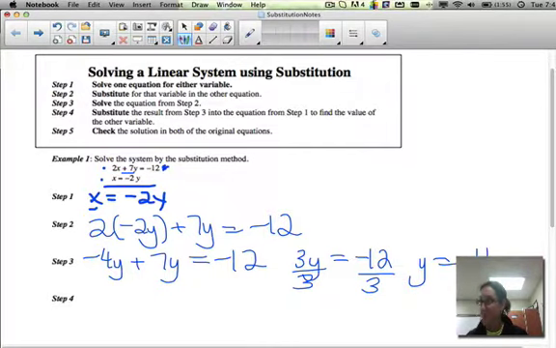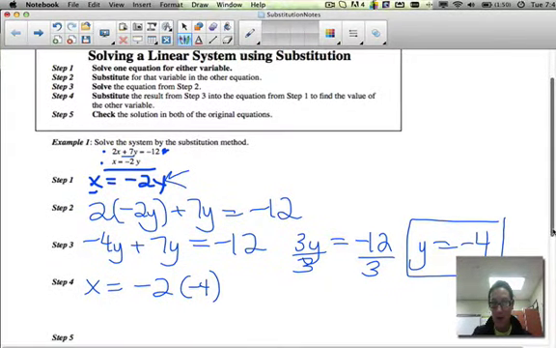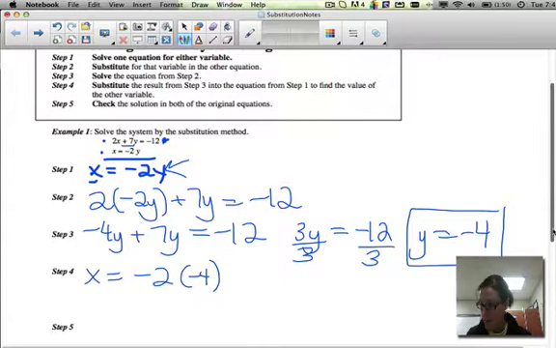Now, step 4 says substitute the result from step 3 into the equation in step 1. So I'm substituting this result right here, y equals negative 4, in for my y of step 1. This is going to enable me to solve for x. So I plug negative 4 in. And I have x equals 8.